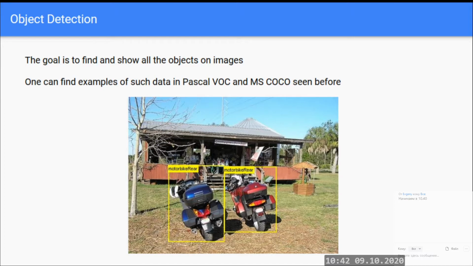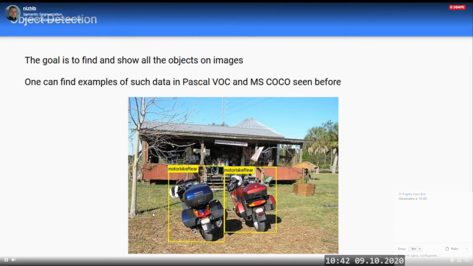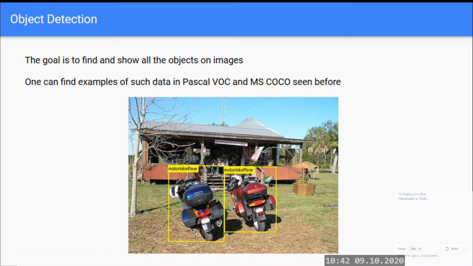on the picture. And as in the datasets that we used before, like Pascal VOC and MS COCO, there are samples of such objects with bounding boxes, so we can use them to train and to predict the bounding boxes with our object detection models. So what are the approaches for object detection?